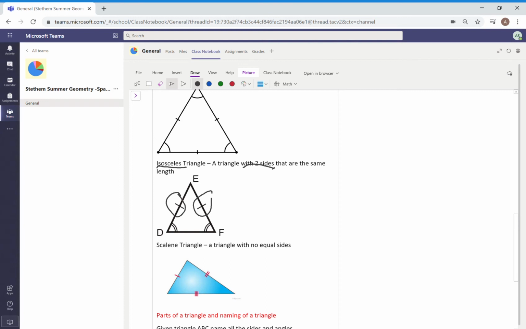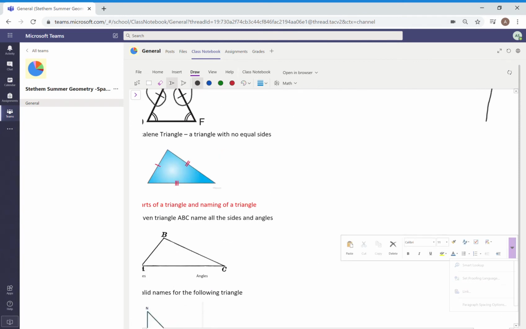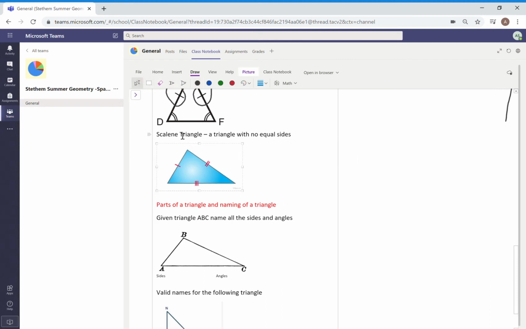Our last one in the side category is a scalene triangle. A scalene triangle is a triangle with no sides that are equal. And on this one, you see how all three markings are different. This has 1 dash, this has 2 dashes, and then we have 3 dashes. Since they're all different, I know all these sides are different. I don't know what their measurements are right now, but I know that they're not the same.